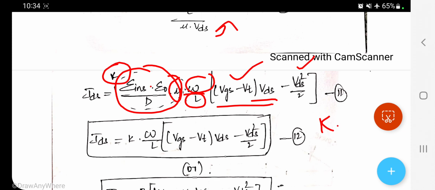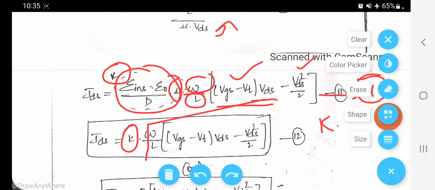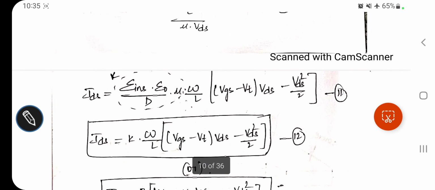It is a constant, replaced with K. So this equation, given equation 11 itself, gives the current equation in the non-saturation region. Or if you replace this epsilon minus epsilon naught by D with K, the process transconductance, you can write K into W by L into this, that is equation number 12.